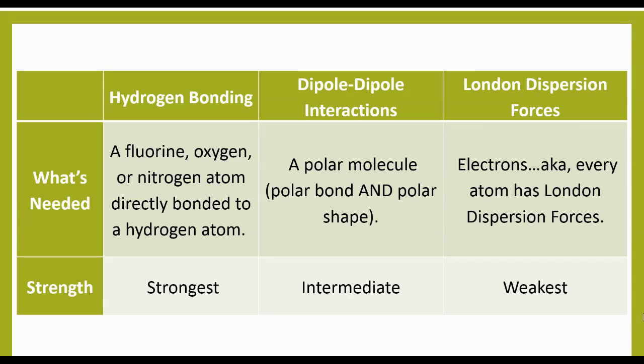So for hydrogen bonding, we need fluorine, oxygen, or nitrogen, and it needs to be directly bonded to a hydrogen atom. Okay, so they need to have a line going between the fluorine, oxygen, or nitrogen directly to a hydrogen. And this is the strongest intermolecular force. Dipole-dipole interactions, we just need a polar molecule. So a polar bond and a polar shape, and they are intermediate in strength. And then London dispersion forces, all we need are electrons. So pretty much every single atom has London dispersion forces, and these are the weakest.